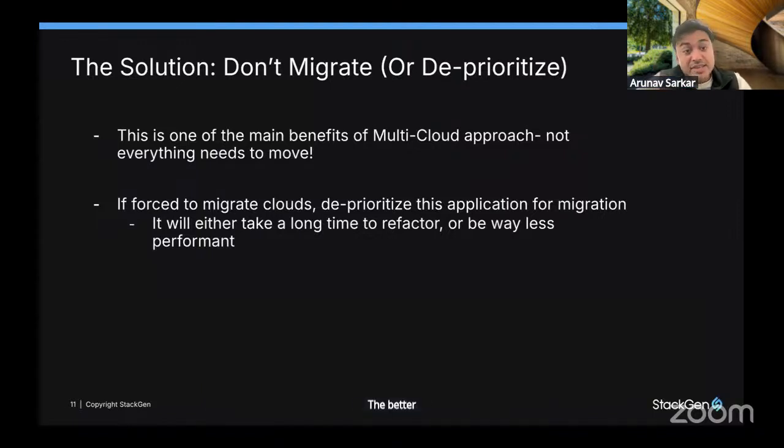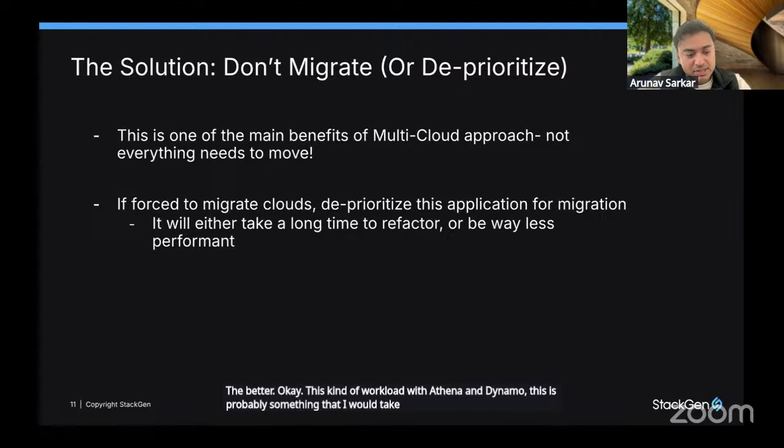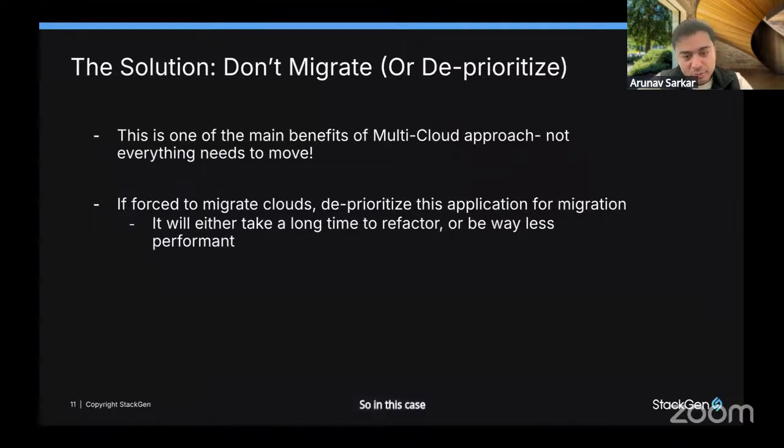Okay, this kind of workload with Athena and Dynamo, right? This is probably something that I would take up last, right? Because it's just going to be tech debt refactoring. There's going to be no real benefit, and there might not even be that heavy cost savings, if at all, when we move it to Google. So in this case, it's better to just rack up quick wins. Okay.